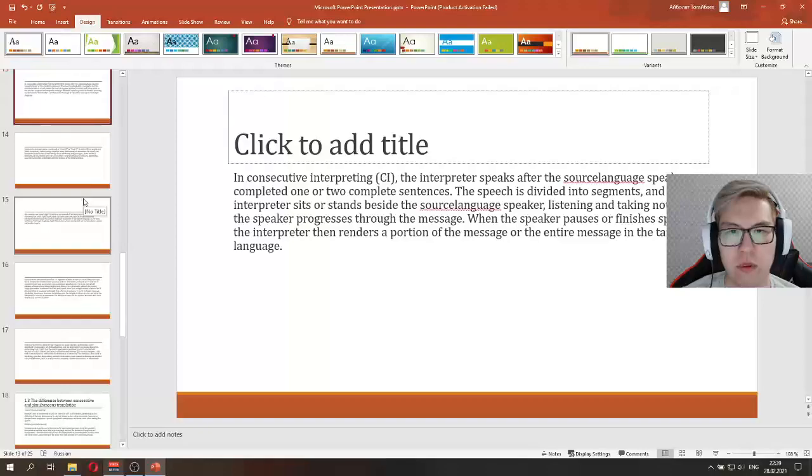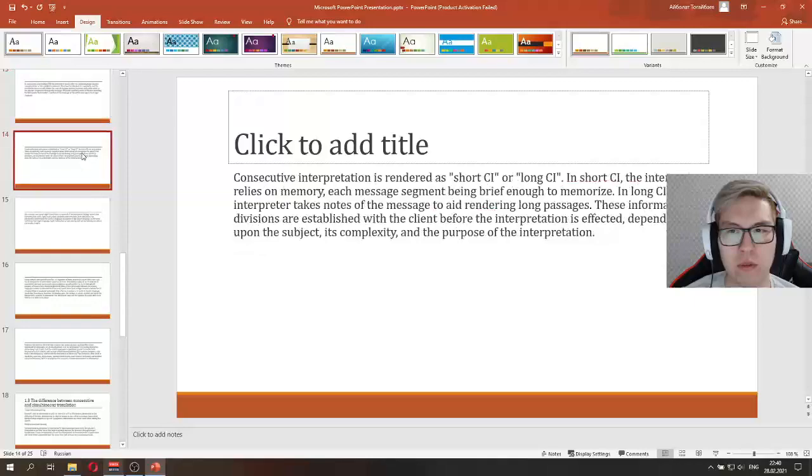In consecutive interpreting, the interpreter speaks after the source language speaker has completed one or two complete sentences. The speech is divided into segments, and the interpreter sits or stands beside the source language speaker, listening and taking notes as the speaker progresses through the message. When the speaker pauses or finishes speaking, the interpreter then renders a portion of the message, or the entire message, in the target language.